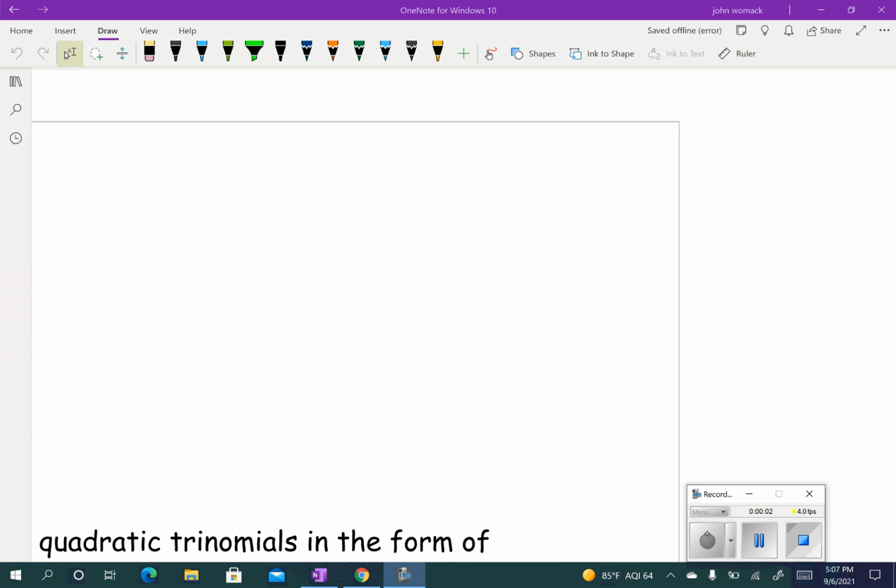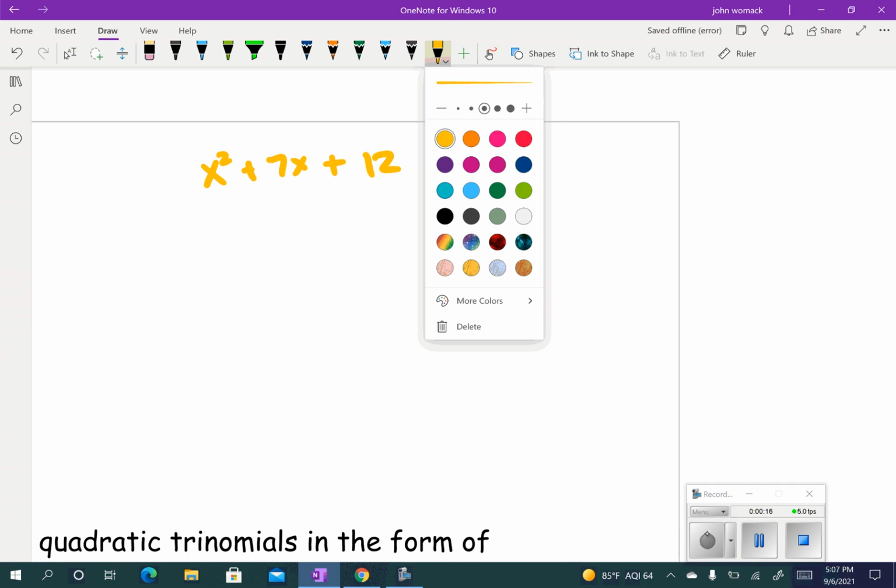In the last lesson, we went through and factored trinomials that were in this form. So it looked like this. Here's an example if they have like x squared plus 7x plus 12. We'd go through and factor that.